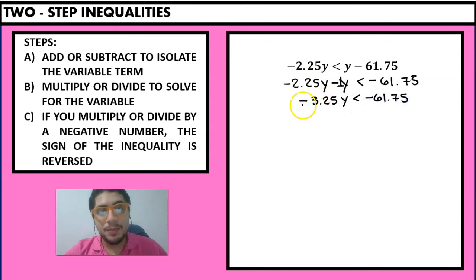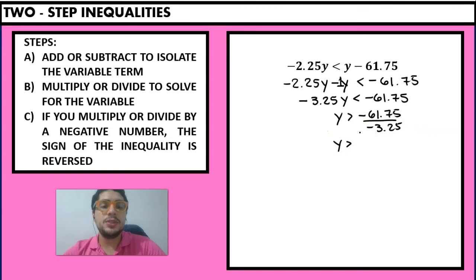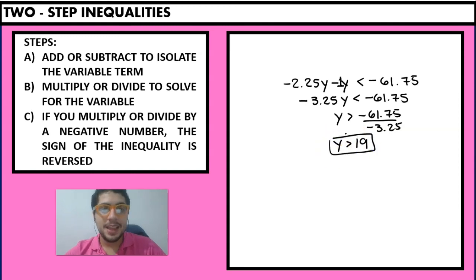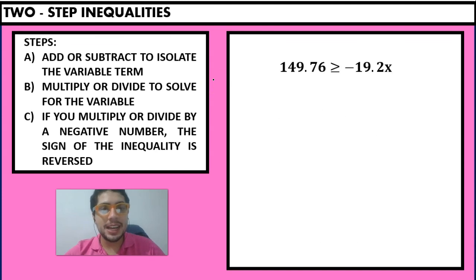And yet again, because this -3.25 is multiplying, we have to pass it dividing. But because we are dividing by a negative number, we have to reverse the sign of the inequality, right? So in this case, y is actually going to be higher than -61.75 divided by -3.25, which is going to give us a value of 19. So in this case, y is going to be higher than 19. Let's get to tackling the next one.